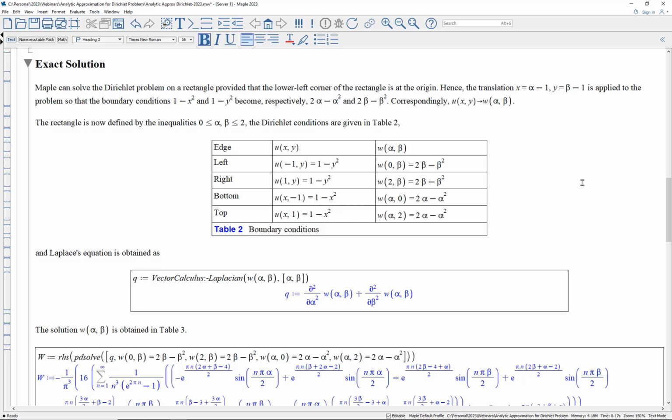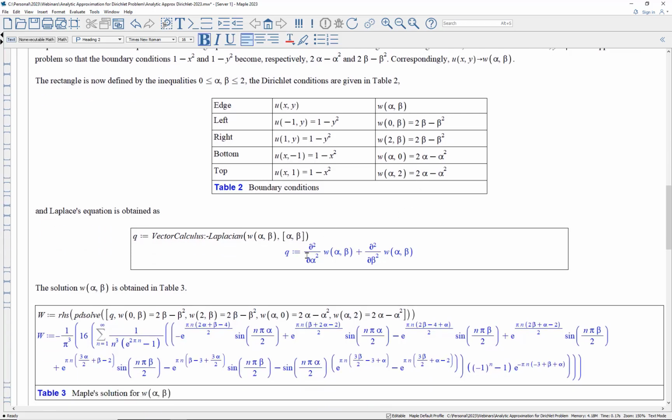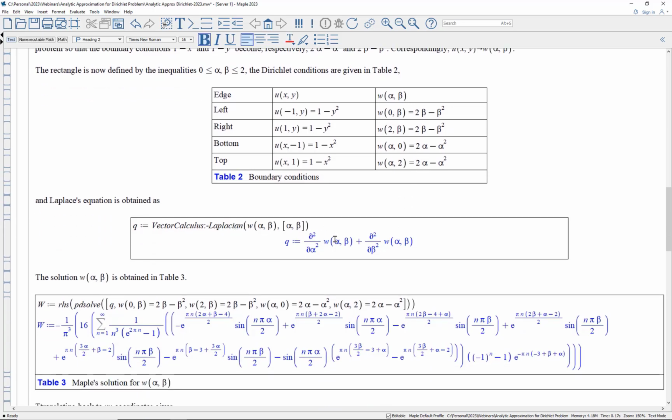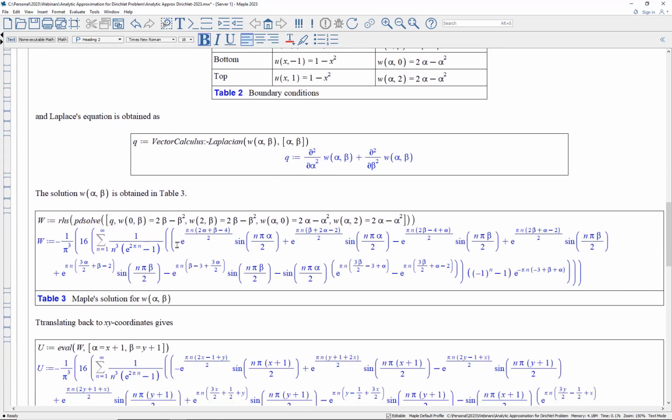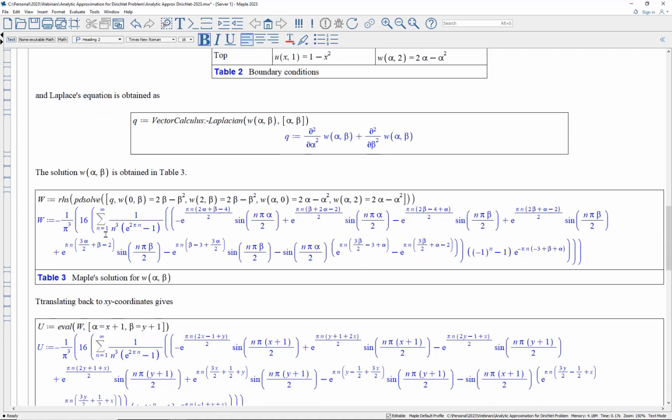Now, in order to apply all 4 boundary conditions at the same time, it turns out you need to translate the square so its lower left corner is at the origin. So here are the equations by which we make the shift. These are now the new edge conditions. Instead of the unknown being u, it's now w as a function of alpha and beta. Here is the Laplacian on w. We applied a pdsolve command to this equation with these 4 boundary conditions. This is the solution Maple returns, an infinite sum.